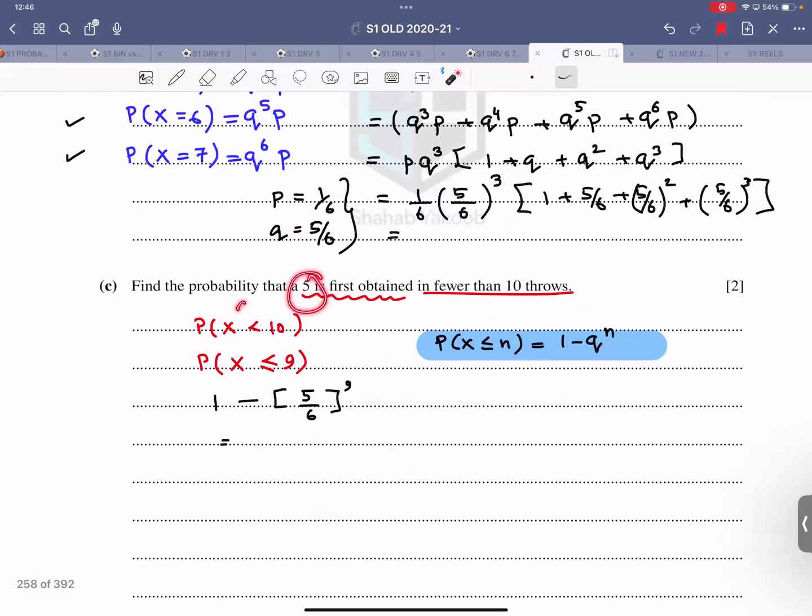Find the probability 5 is first obtained in fewer than 10 throws. The 2 rules. Fewer than 10 is lesser than or equal to 9. So that's 1 minus probability of failure raised to power of 9.